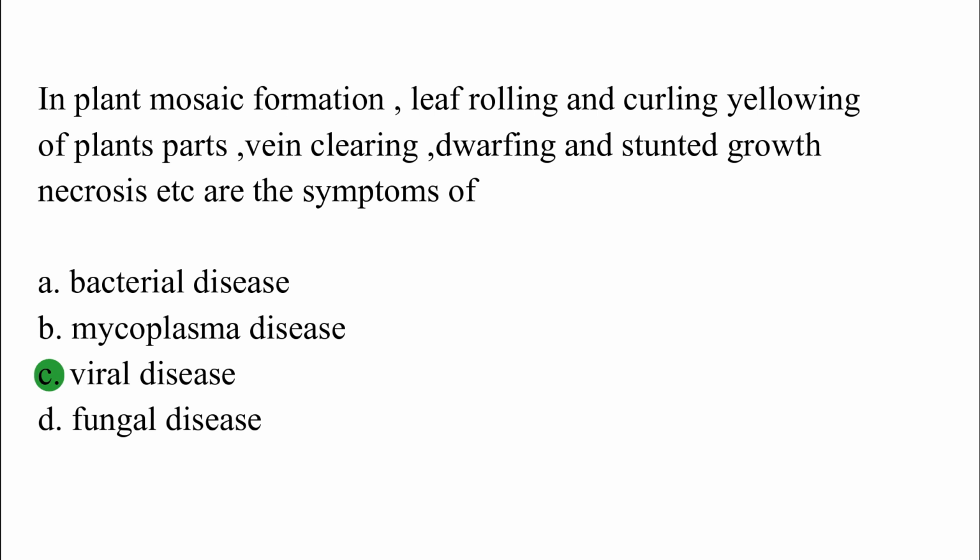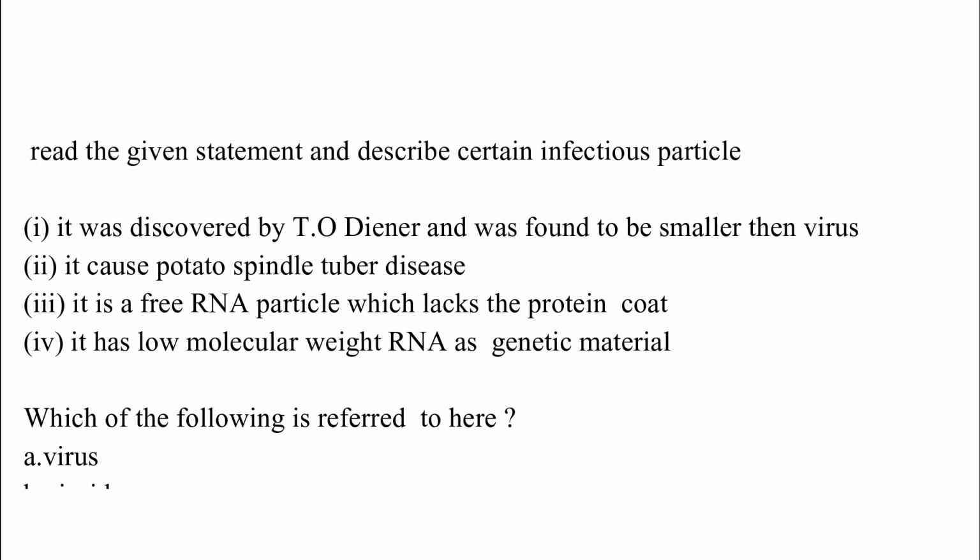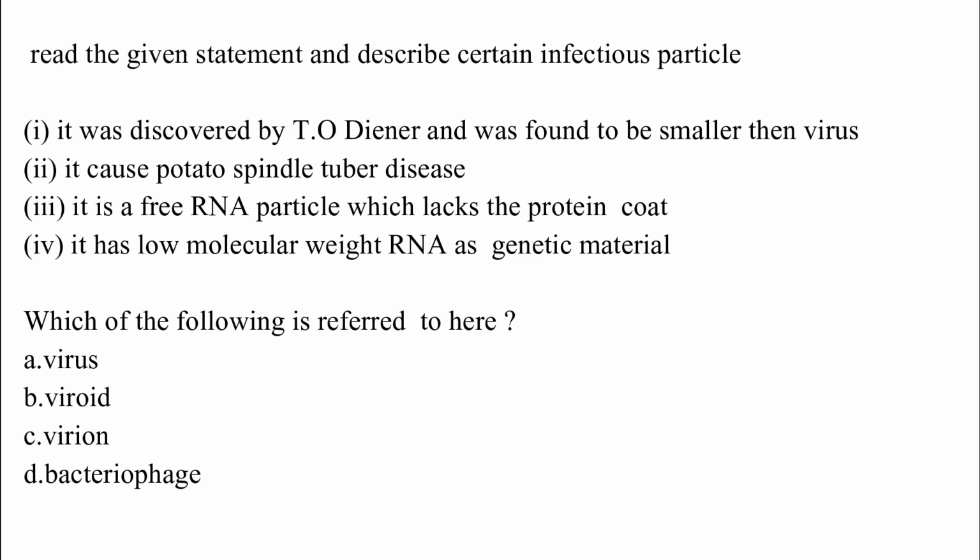Read the given statements and identify the infectious particle described. 1. It was discovered by T.O. Diener and was found to be smaller than a virus. 2. It caused potato spindle tuber disease. 3. It is a free RNA particle which lacks the protein coat. 4. It has low molecular weight, with RNA as genetic material. Which of the following is referred to here? Option A, virus. Option B, viroid. Option C, virion. Option D, bacteriophage. The correct answer is option B, which is viroid.